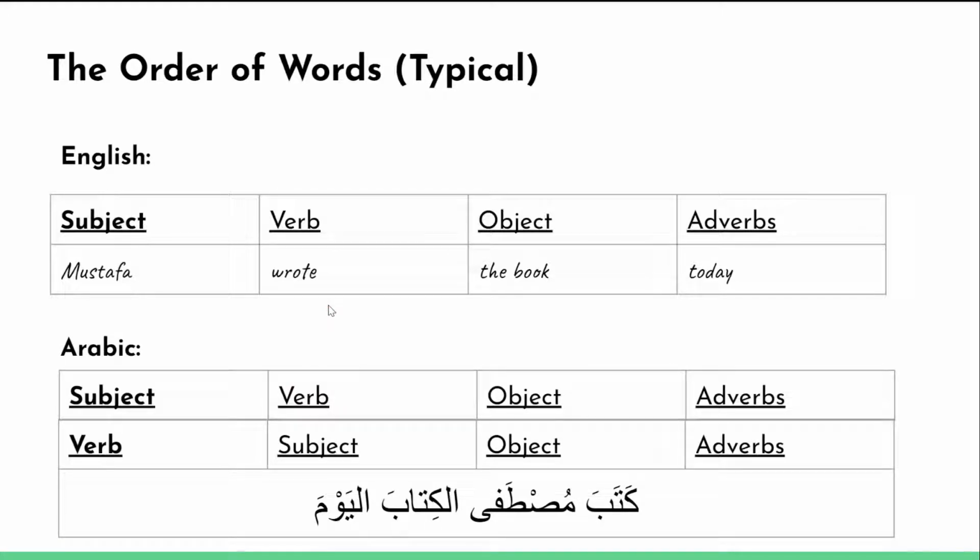Now in Arabic, you can do it that same order. You can actually start off with the subject, then do the verb, then the object, and the adverb. But the most common ordering is actually to put the verb first. So to say something like, wrote Mustafa the book today, in Arabic, Kataba Mustafa al-kitaba al-yawma. Kataba is the verb, it means he wrote. Mustafa is of course Mustafa. Al-kitaba is the book, and al-yawm is today. So you'll notice that the verb appears first.